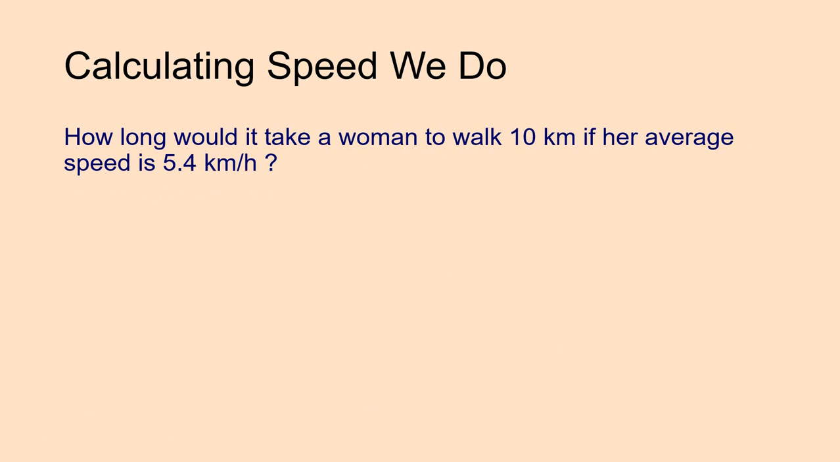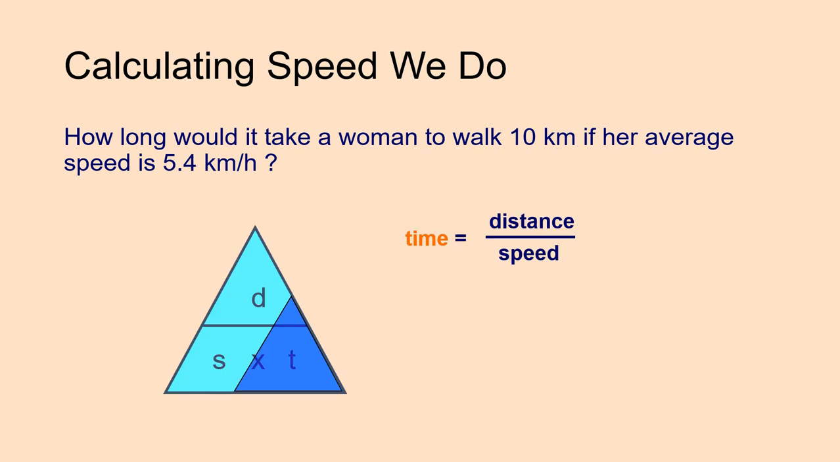Next one. How long would it take a woman to walk 10 kilometres if her average speed is 5.4 kilometres per hour? I'm going to just pop the equation up and let you have a go at this one and then I'll talk you through it. So pause the video and have a go. So time equals distance divided by speed. So we do 10 kilometres divided by 5.4 kilometres per hour. And that gives us something in hours, and it's 1.85 hours.